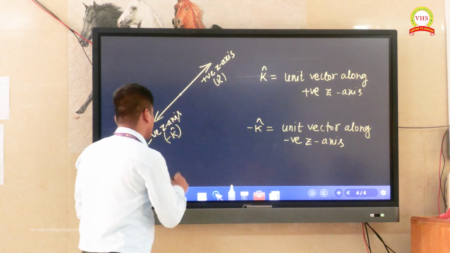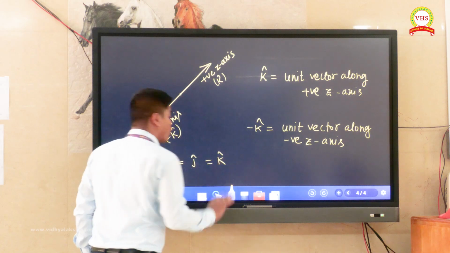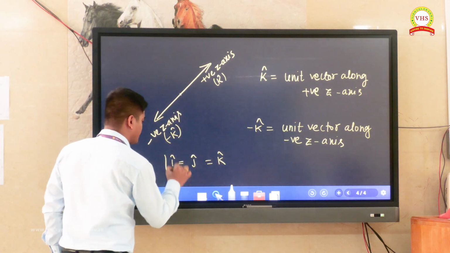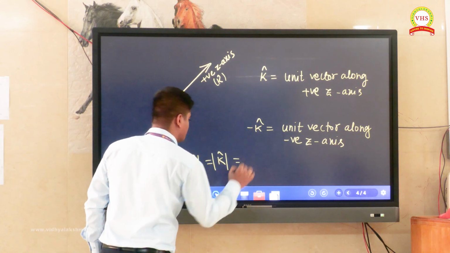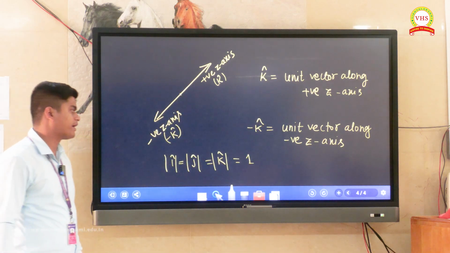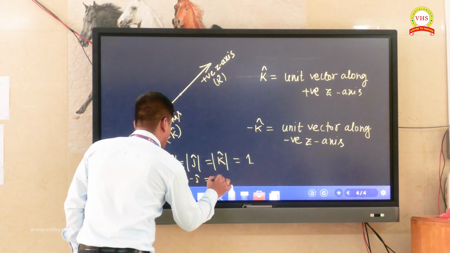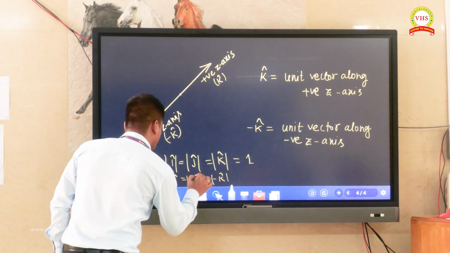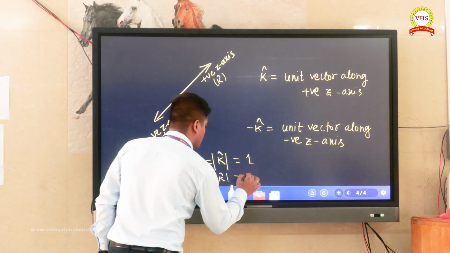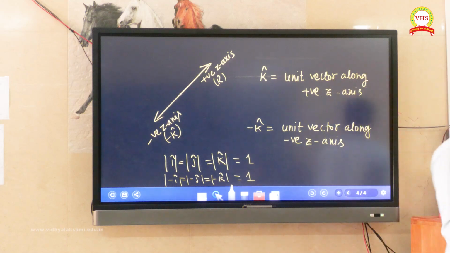Now as we told, i cap, j cap, k cap, all are unit vectors. Then what will be their magnitude? Still, magnitude will be 1. Okay. Similarly, suppose I'll tell minus i cap, minus j cap, minus k cap. What will be the magnitude? Magnitude will be equal to 1. Any doubt is there? No doubt, right?